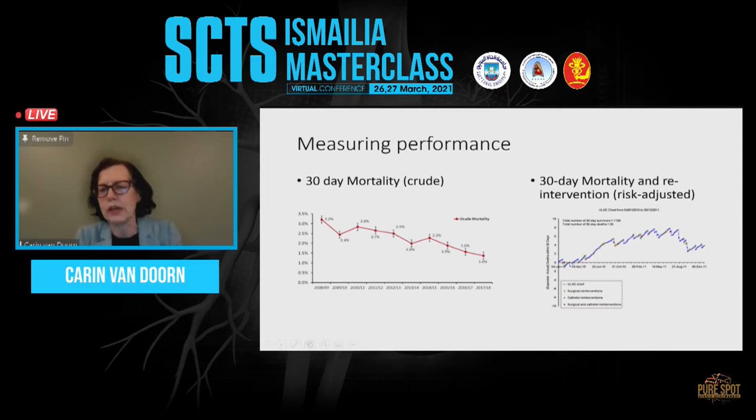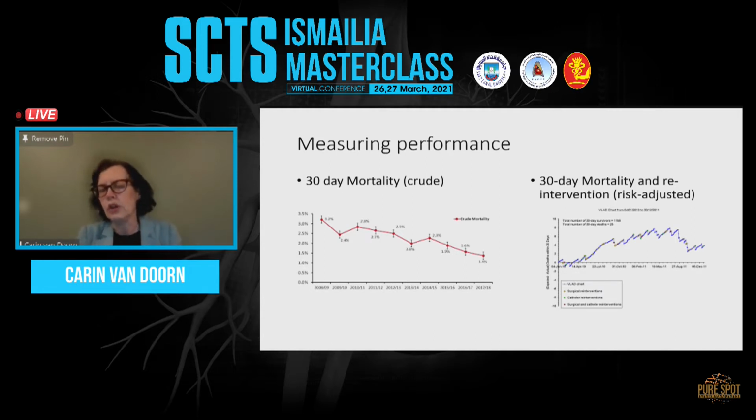Expected and predicted by the model, so your line will be horizontal. If more patients, including, say, a number of high-risk patients that probably would have died, survived, then you perform better than your prediction, and then your curve will start to go above the baseline, as you can see the performance in this particular unit.